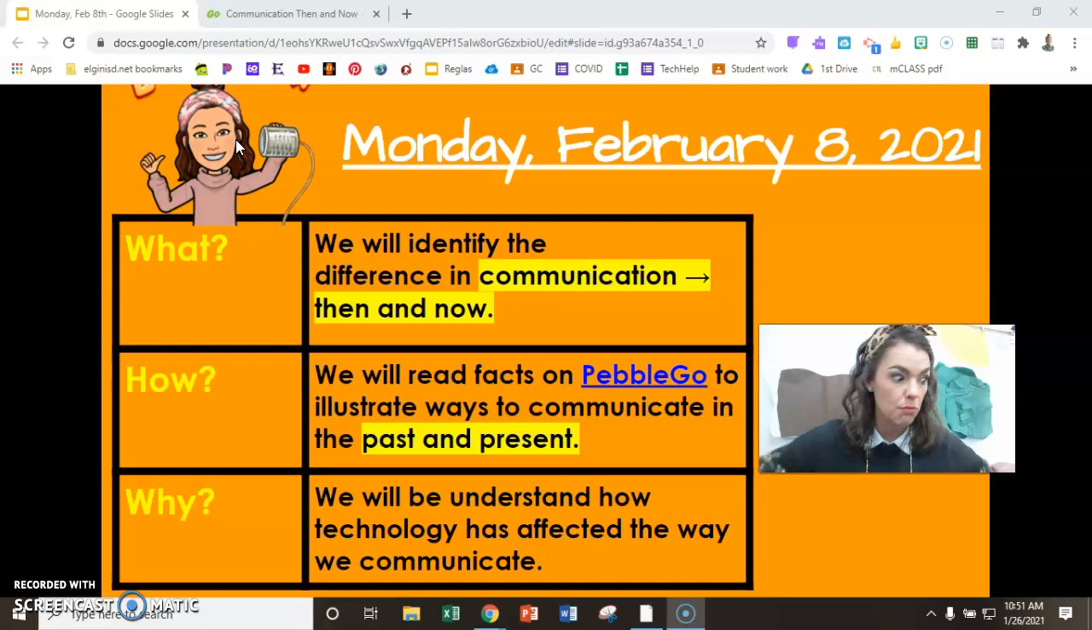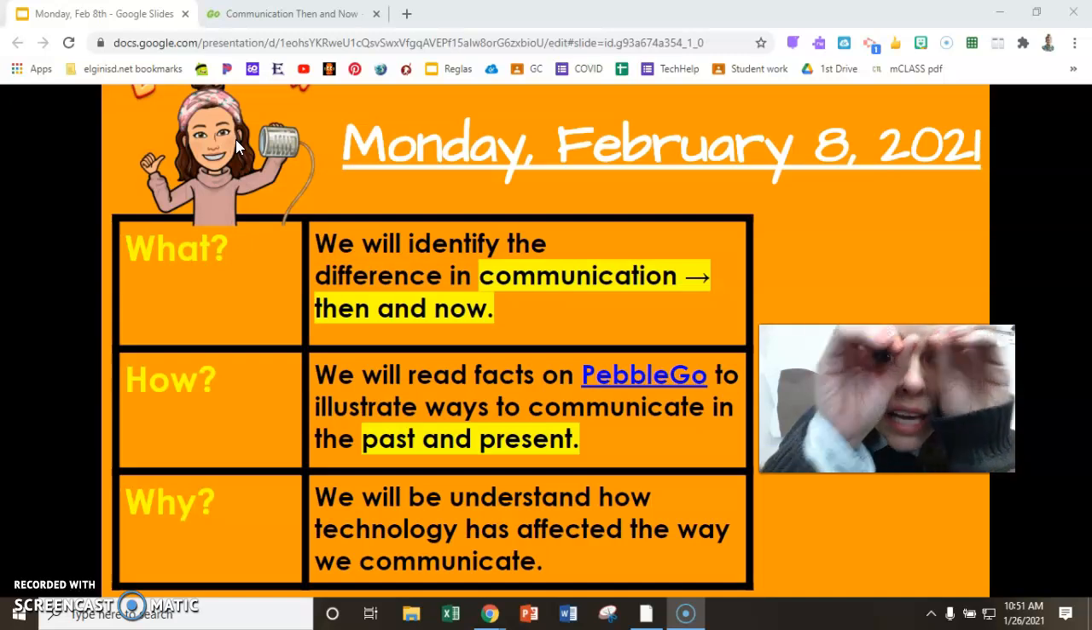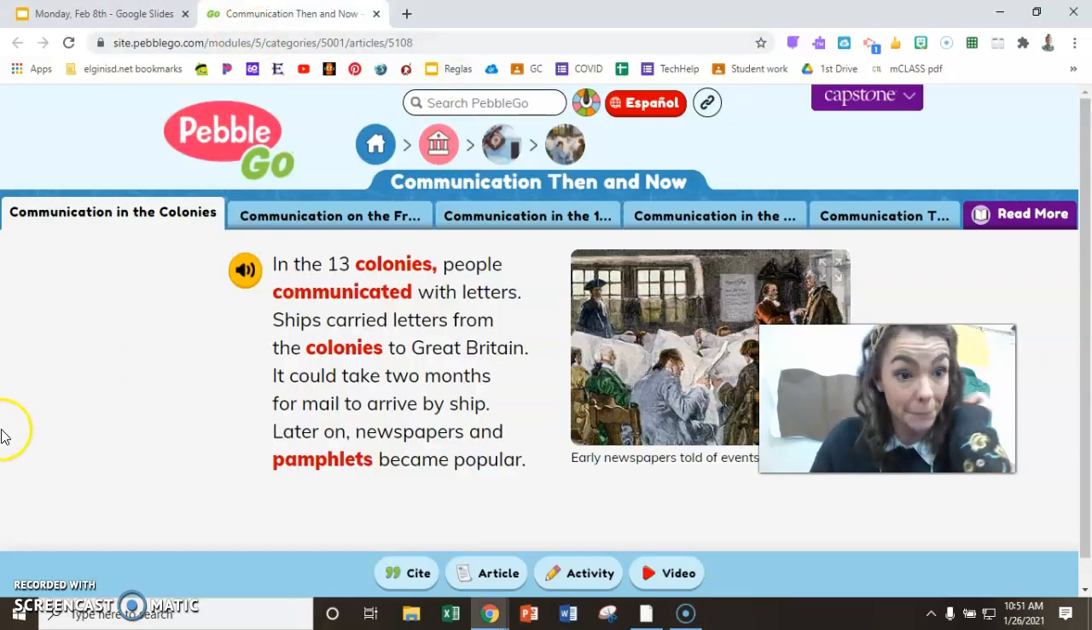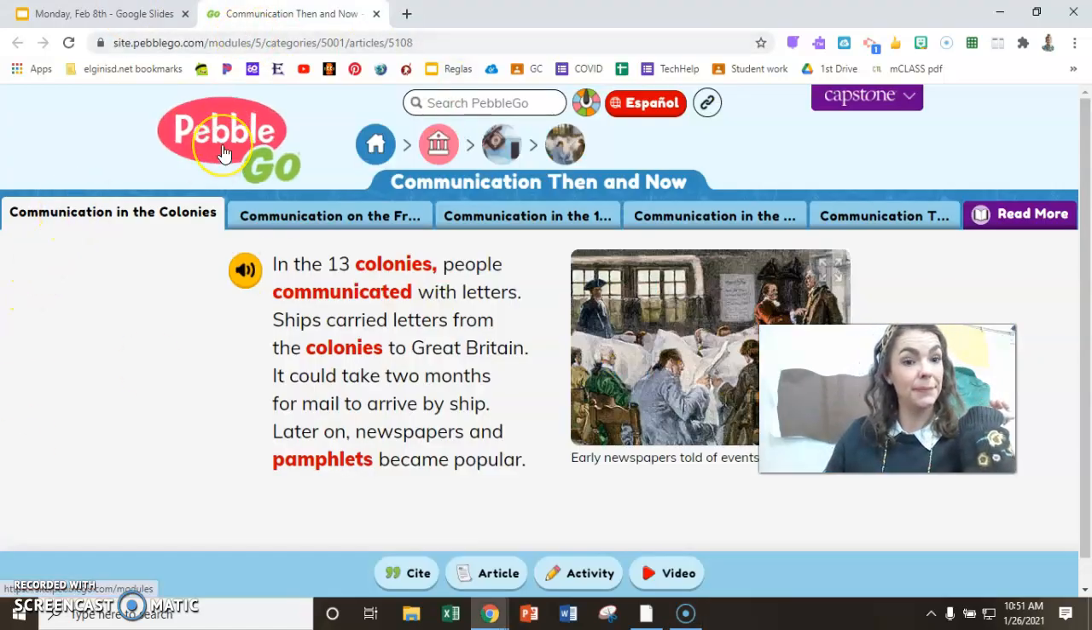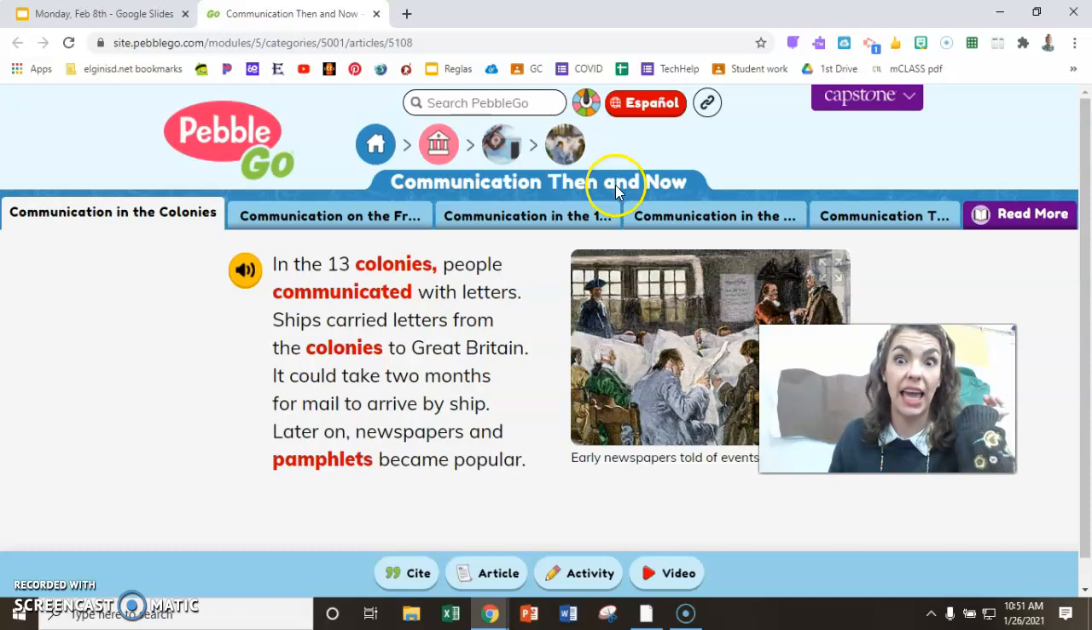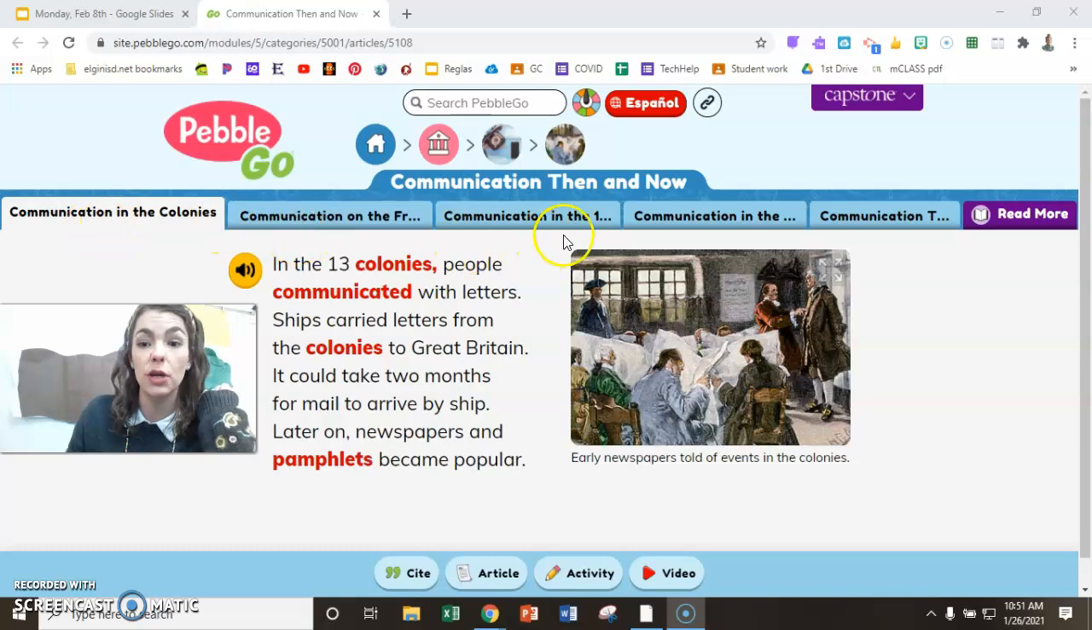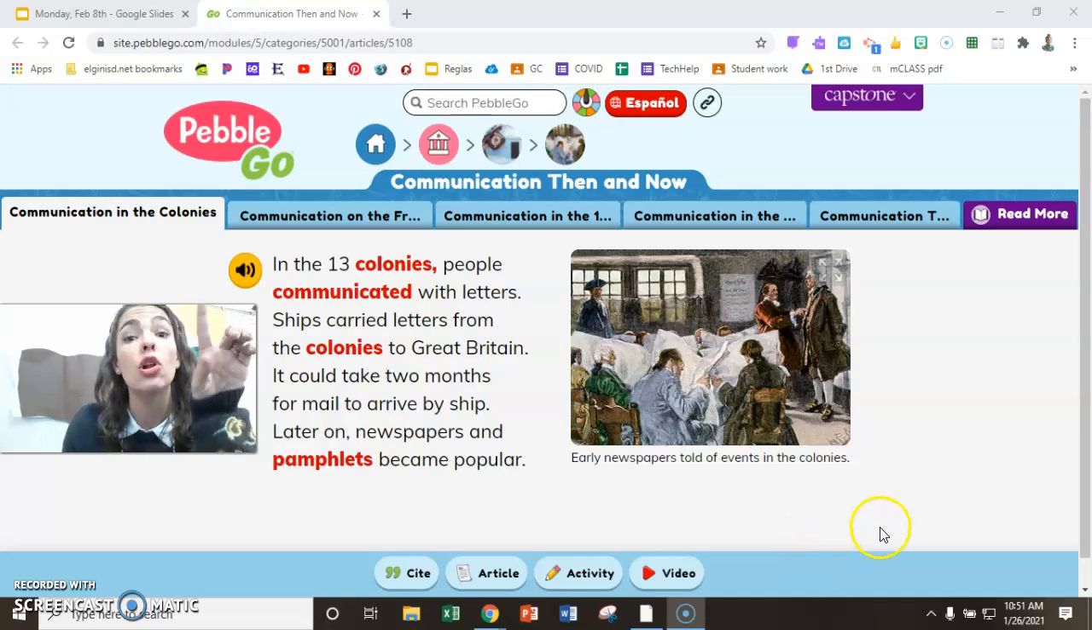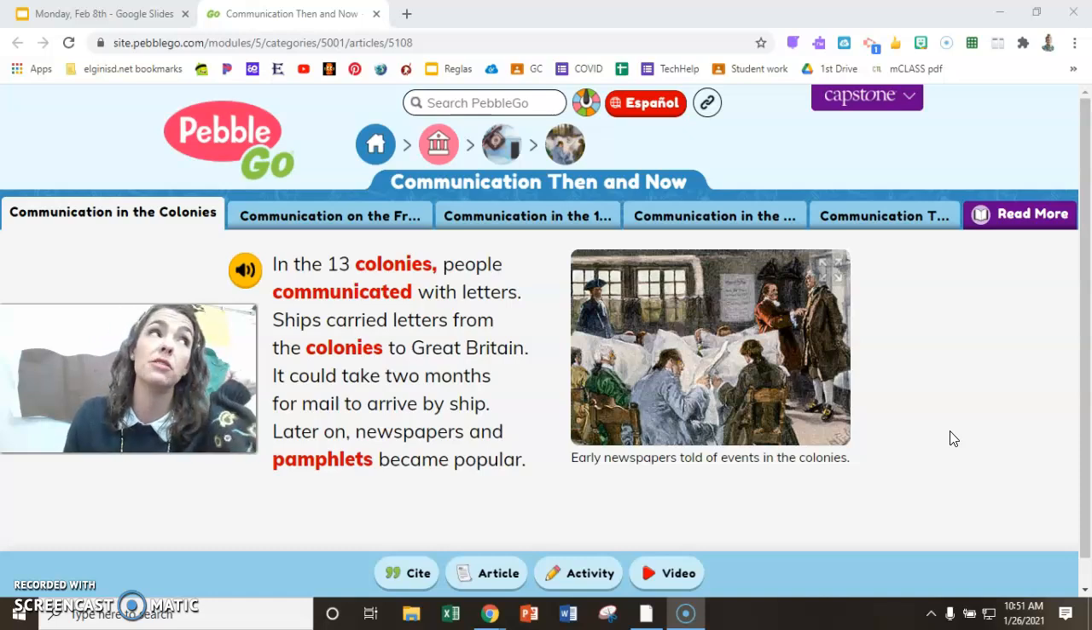Are you ready to see some more cool communication methods? Get your stethoscopes on. Pebble Go. Here we come. Pebble Go. Woohoo! Communication, then and now. Here we go, our first page. We have 1, 2, 3, 4, 5 pages and a video. Get your eyeballs ready to watch. We're looking for different ways to communicate. When we're done, we'll be drawing one from the past and one from the present, including labels.